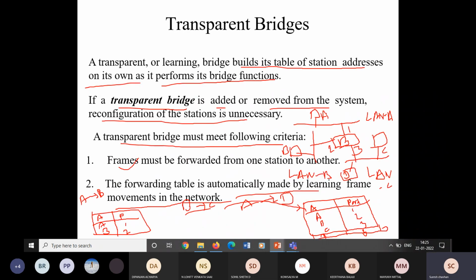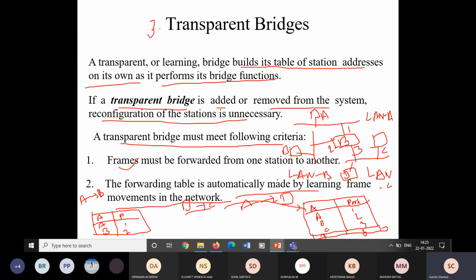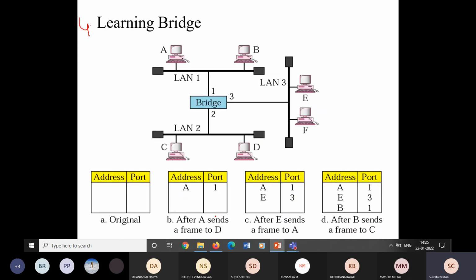So this is about the transparent bridge, the third one. The last one is the learning bridge 4. Right. So the learning bridge. So again, the same kind of structure they have considered LAN 1, LAN 2, LAN 3, right? So originally, nothing will be there, right? And after A sends, right? So the same thing, whatever explanation I have given here, the same thing is there here also, right?